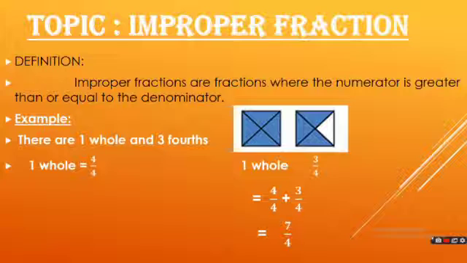So the fraction of the first square is 4 by 4, then plus, and the fraction of the second square is 3 by 4. Now add the numerators. 4 plus 3 becomes 7, and the denominator is 4, so 4 will come down the same as it is. So our answer is 7 by 4. Now over here 7 is greater than 4, so it represents an improper fraction, because improper fractions are fractions where the numerator is greater than the denominator.